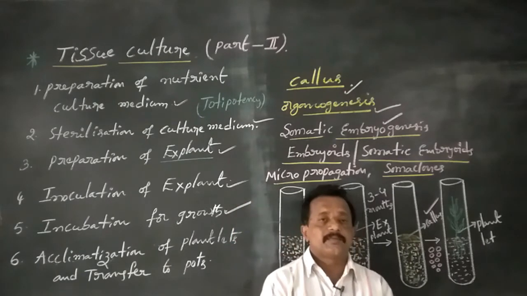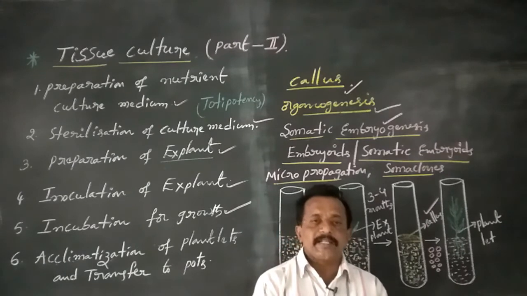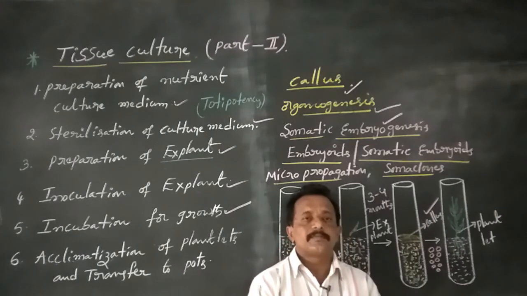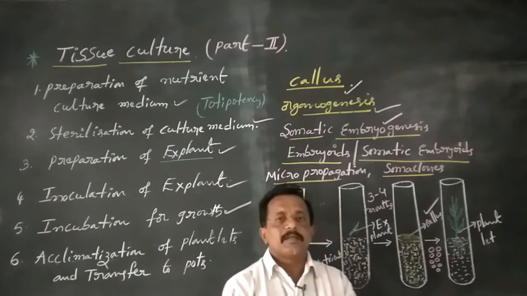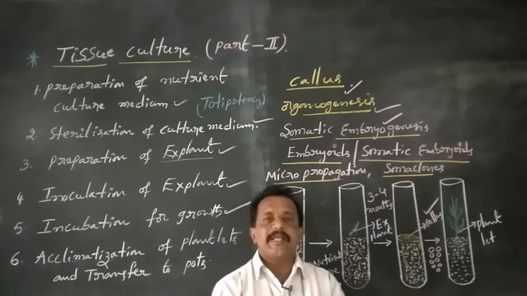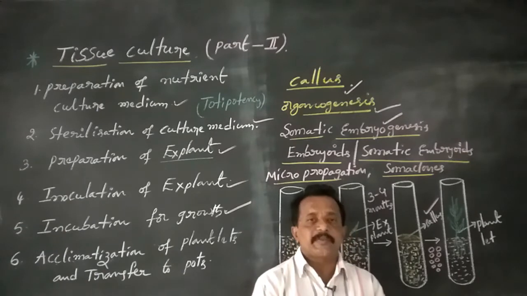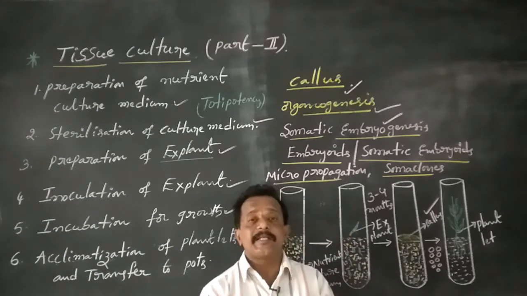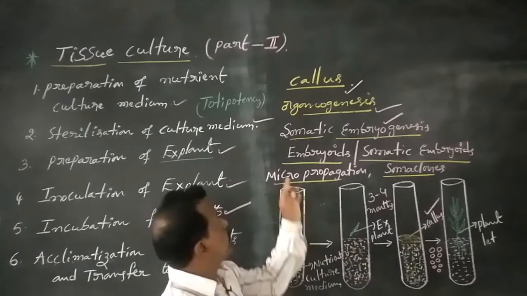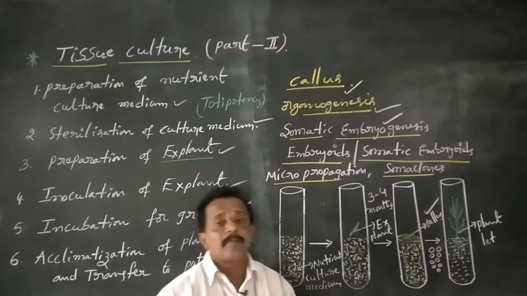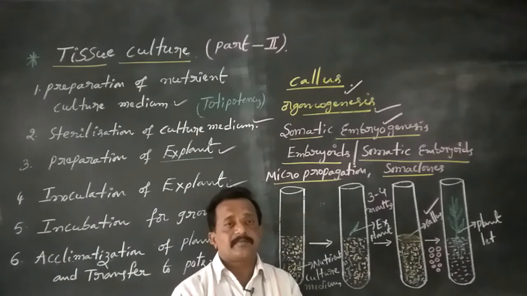Okay, now what are the advantages of plant tissue culture? So generally, it is possible to produce a large number of plants in a short period of time in a limited space. This is known as micropropagation. This is our advantage.